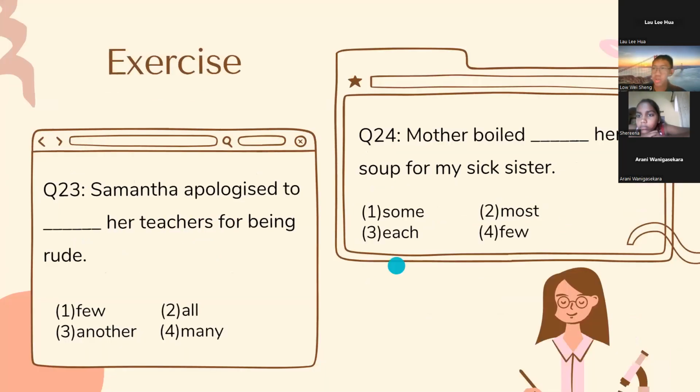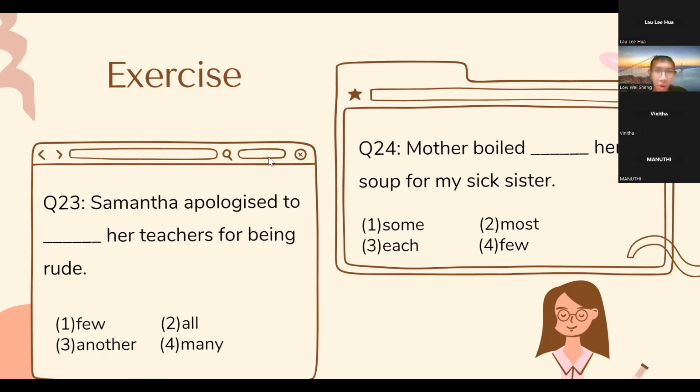Okay. Question 23. "Samantha apologized to ___ her teachers for being rude." This question can be a little challenging, I believe. "All," okay. "Many." As expected, there are some who picked "all" and some who picked "many." There are a lot more people who pick "all." "All" is more vocal here. Anyone who thinks it's "few" or another option? More people pick "all" now.